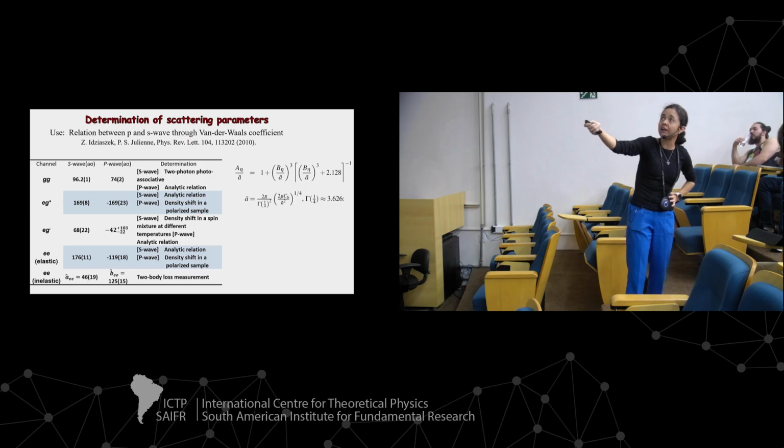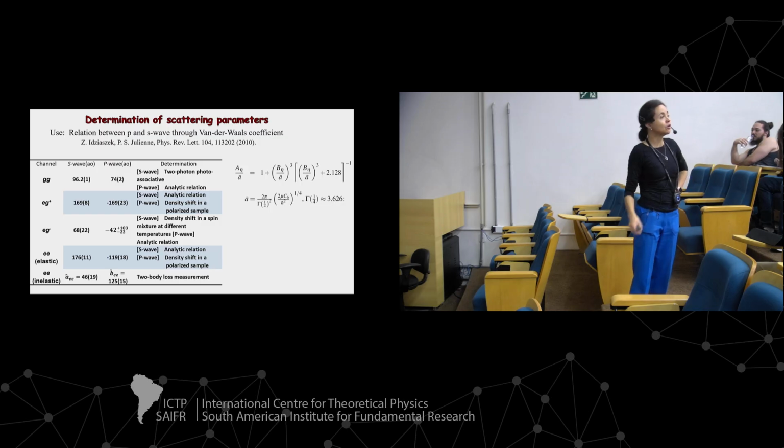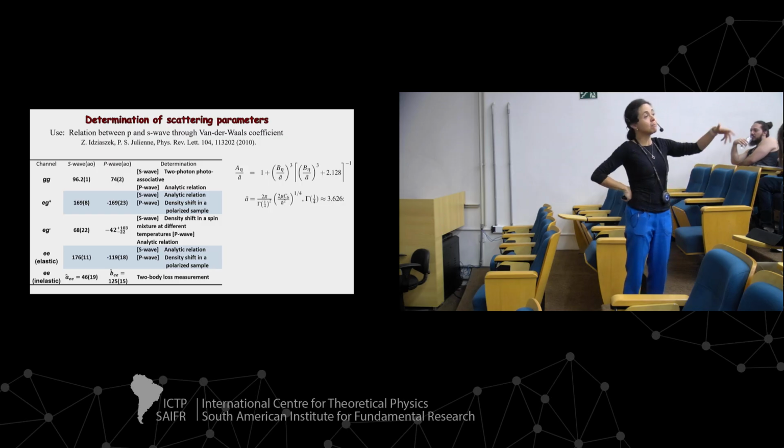This is with the help of Paul Julien, some connection between S-wave and P-wave interactions. I mean, this formula you can ignore, but what I wanted to point out is that now we have a very precise determination of all the different scattering lengths and scattering volumes of strontium-87, and therefore we are ready to do different types of many-body theory, including SUN physics.